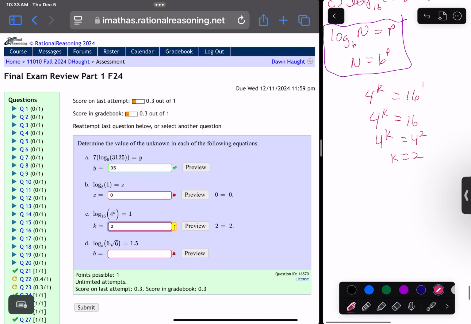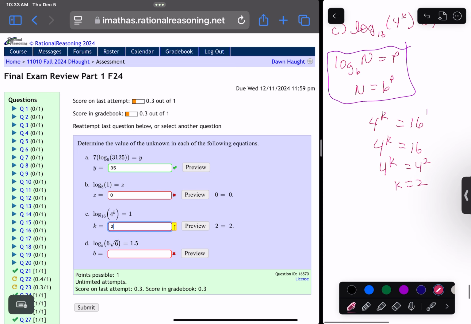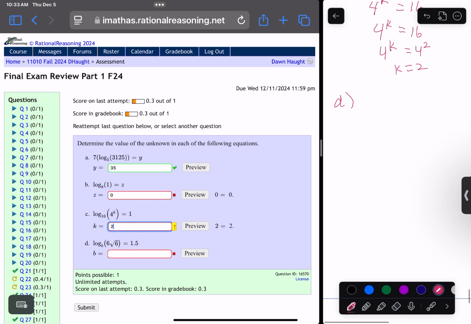Okay, now that one's pretty good. D is a little harder. Let me write that down. See, we're looking for what base would have done this. And this one's probably our hardest one, but it's actually not too bad. They've kind of made something look a little harder than it needed to. Let's rewrite it. My number is b to a power of 1.5. Well, if you think of 6 as 6 to the first, square root of 6 is 6 to the 1/2.